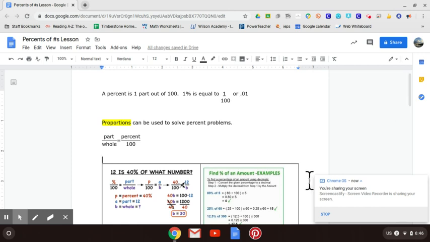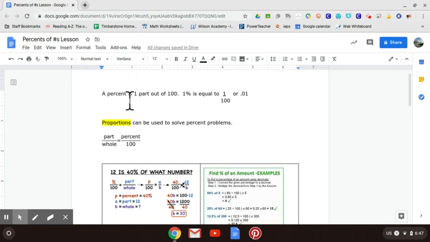Hey guys, I wanted to give you a lesson just talking about percent of a number. I'm going to post this in our classroom as well. A percent is out of 100, right? We've talked about this before, so it should be review.